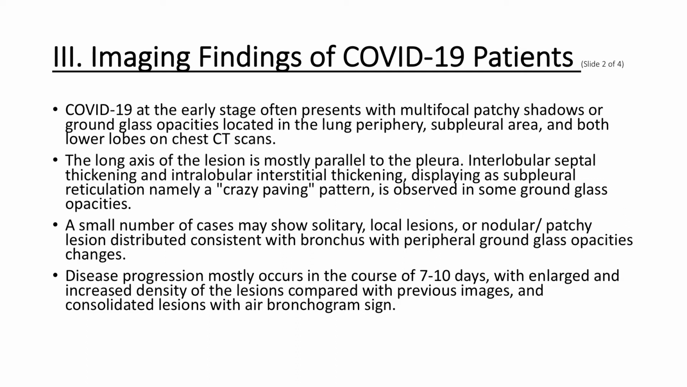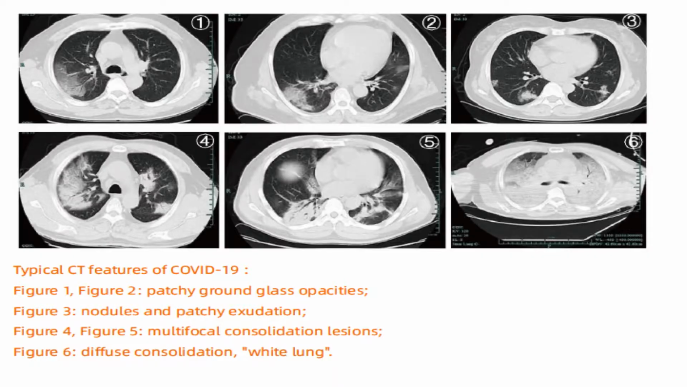Disease progression mostly occurs in the course of 7 to 10 days, with enlarged and increased density of the lesions compared with previous images, and consolidated lesions with air bronchogram sign.